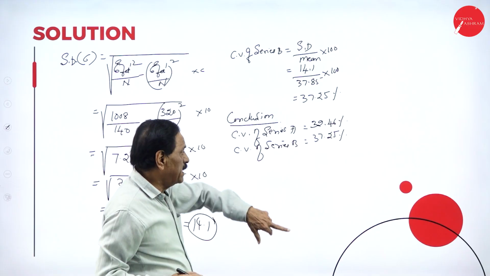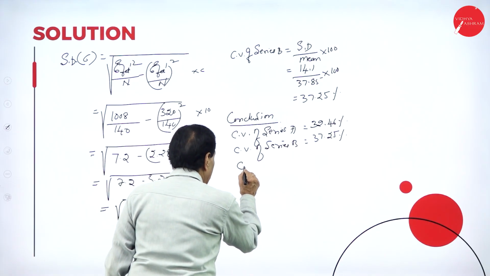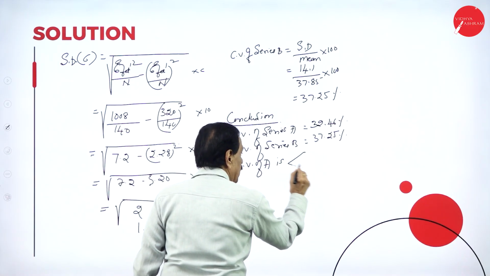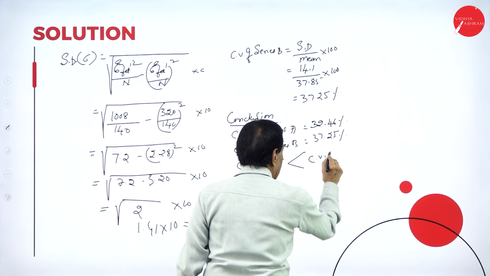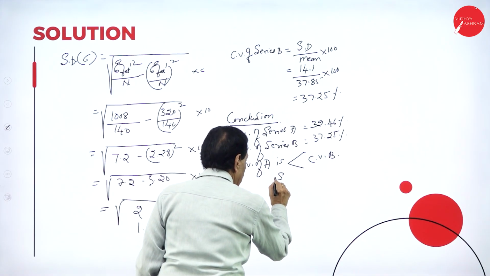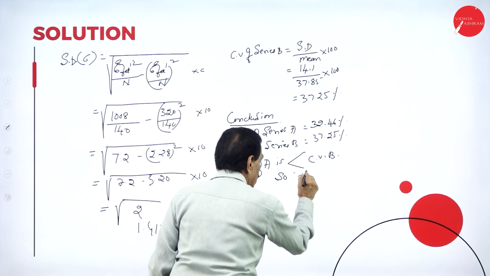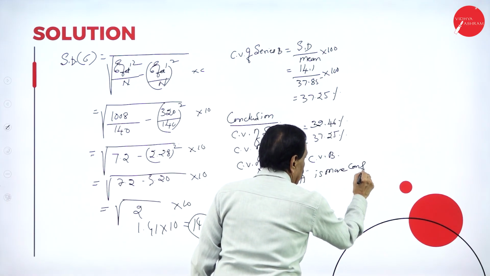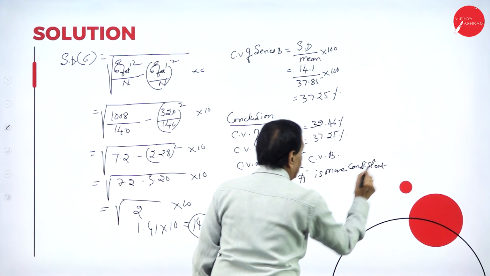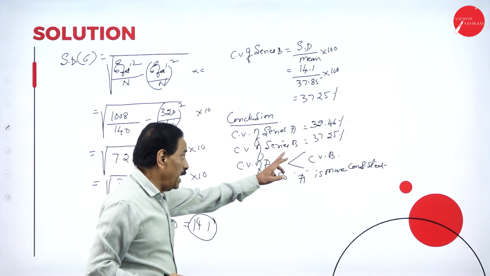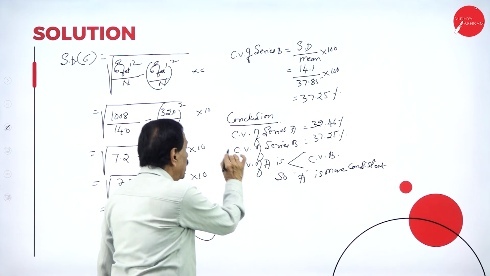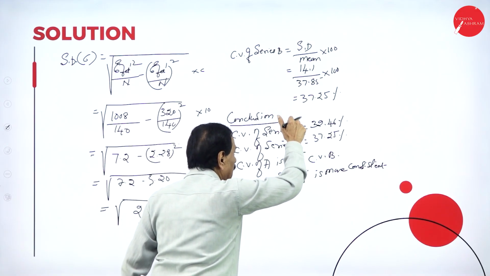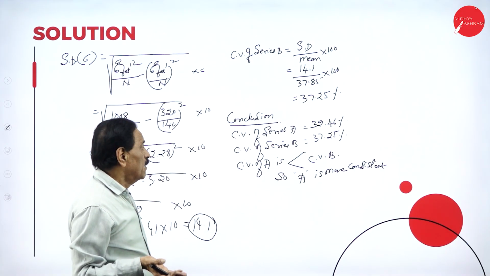Here is the conclusion: CV of A is less than CV of B. So A is more consistent. I'll repeat. CV of series A is 32.46. CV of series B is 37.25, which varies more than A. So A is more consistent, which is a better company.